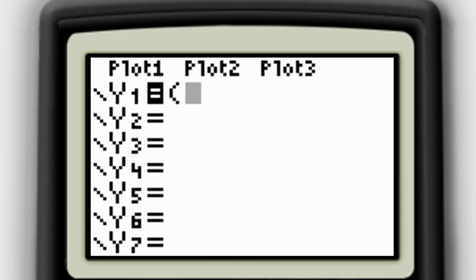So what we want to do is get a graph of my original expression, and then look at the graph.